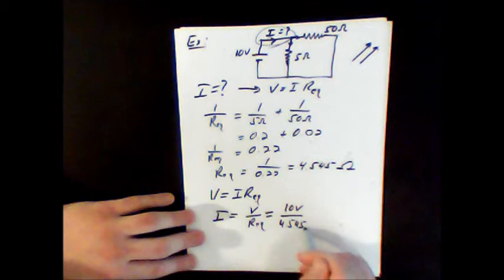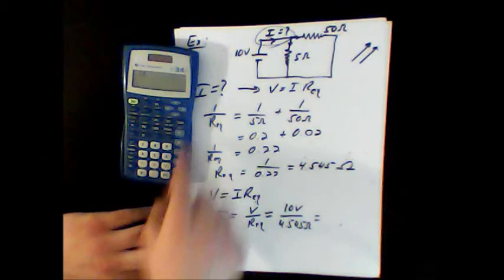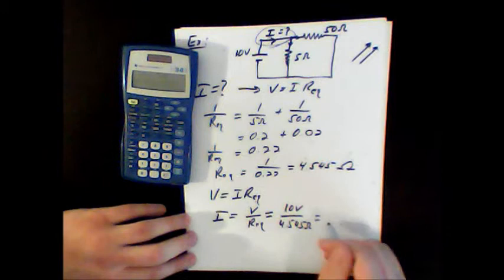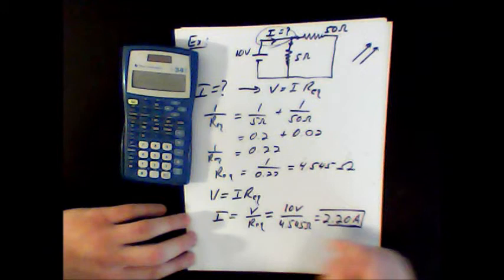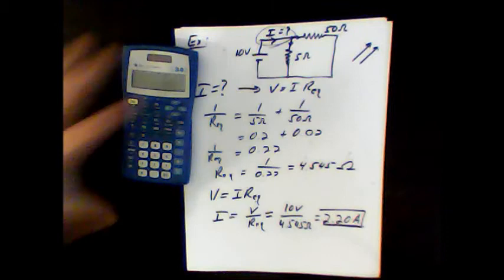10 divided by 4.545 gives me 2.20 amps. That is our final answer, 2.20 amps. And we've just completed a circuit in parallel.